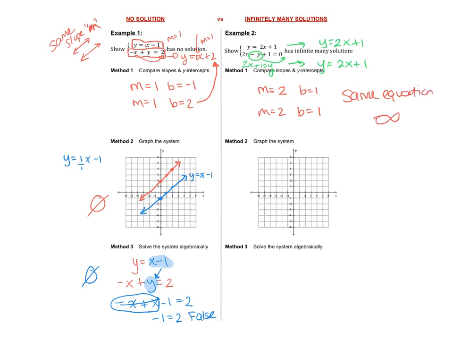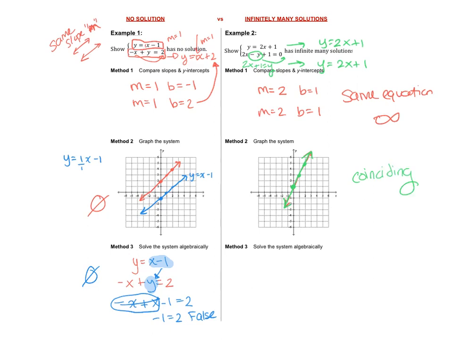When we graph them, if you begin at 1, the b, and rise 2, run 1, because it's 2 over 1. And then I do that again for my second line. Let's make that one green. Begin at 1, rise 2, up 2 over 1. Notice it's the same exact line. Those are called coinciding lines.